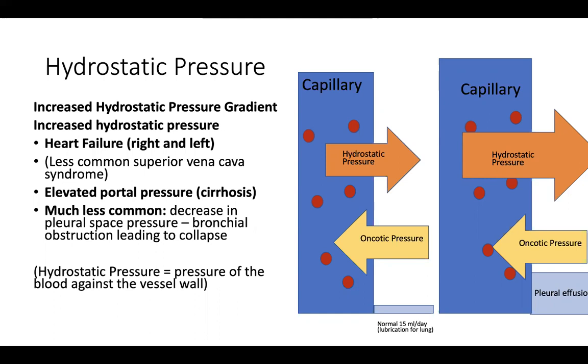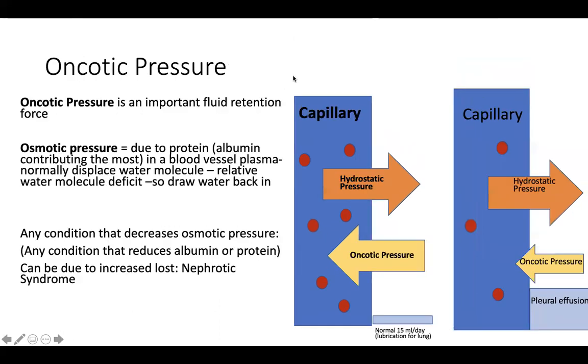So with hydrostatic pressure, think of things that raise blood pressure, such as heart failure, which can be right or left sided. Less commonly, superior vena cava syndrome, where obstruction raises the pressure. You can also think about elevated portal pressure, such as in cirrhosis. There are some less common causes, but the main ones to think about with hydrostatic pressure are heart failure and portal pressure. Okay, so that's hydrostatic pressure.